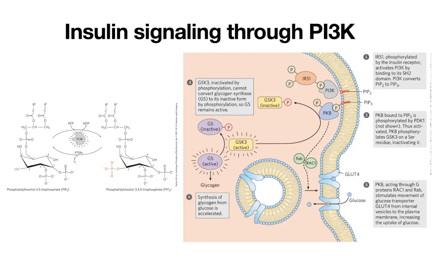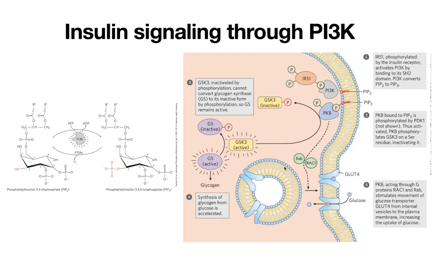In the case of PKB, one of the things it's going to be able to act through are other G proteins. You can't escape those G proteins in signaling. In this case, we have RAC1, RC1, and RAB. Long story short, what they're going to do is cause the movement of these glucose channels from these internal membranes to the surface of the cell, allowing glucose to be taken in.